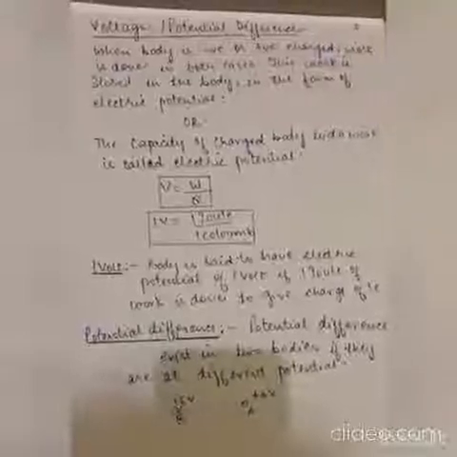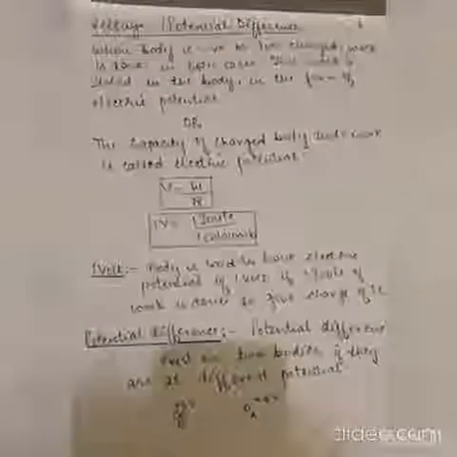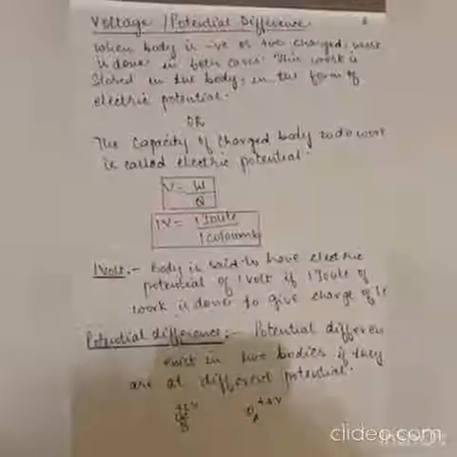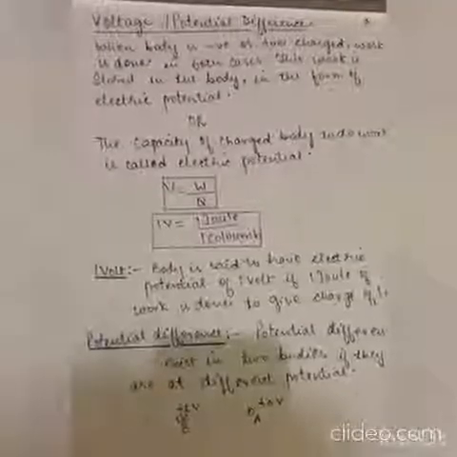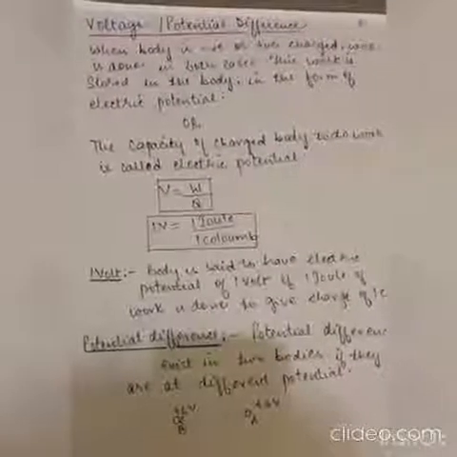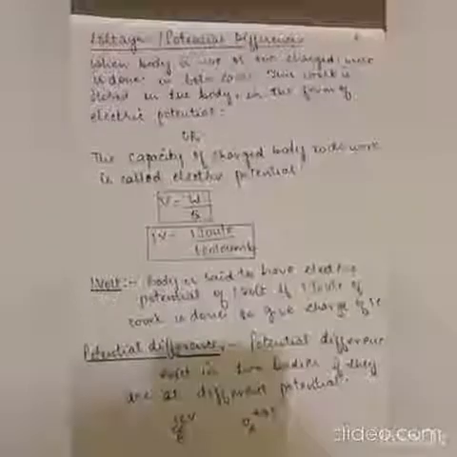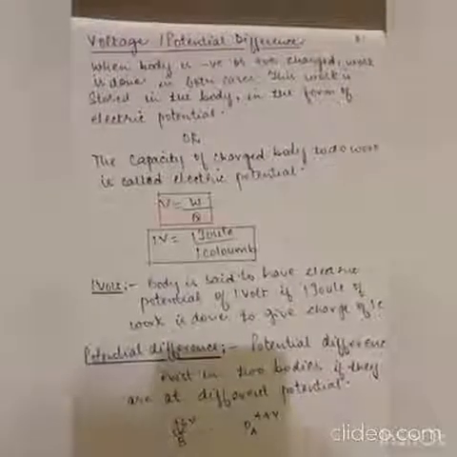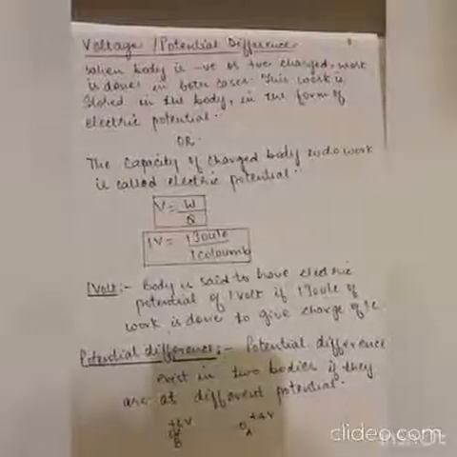So our next basic electrical quantity is voltage. When a body is negatively or positively charged, work is done in both cases. This work is stored in the body in the form of electric potential, or we can say the capacity of a charged body to do work is called electric potential. The formula for voltage is work done upon charge.